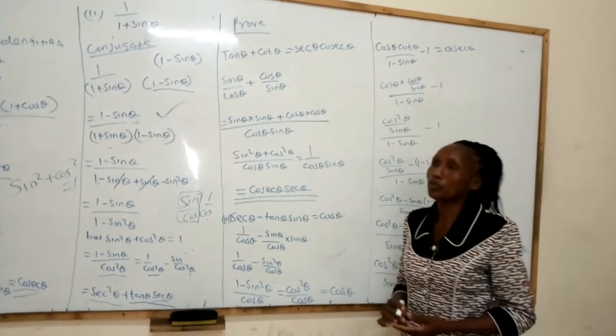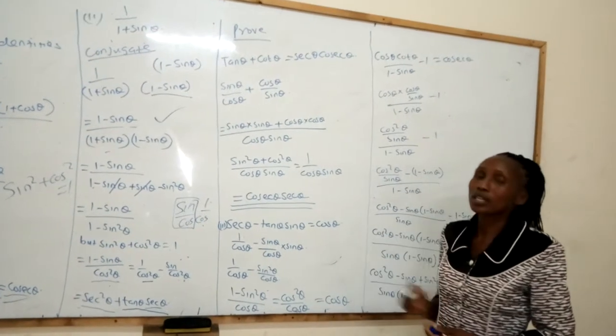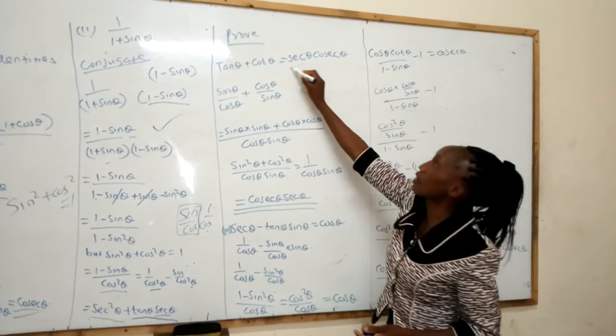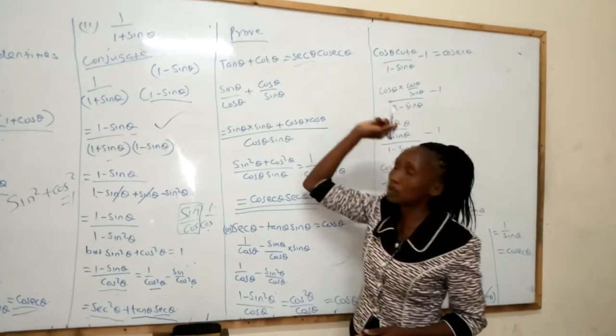You are told to prove. That means you are comparing what is on the right hand side, which should be the same as the value on the left hand side. But in our case, you are given cosec theta, but you have tan and cot.